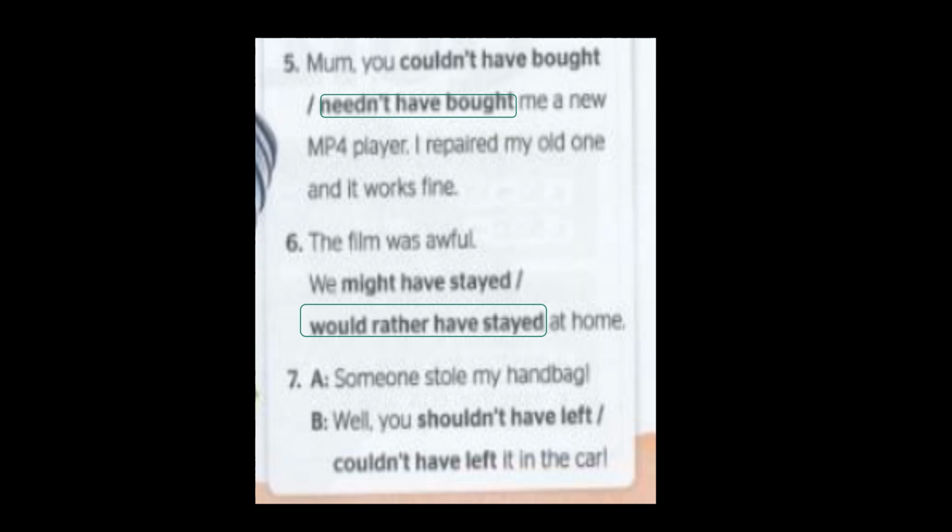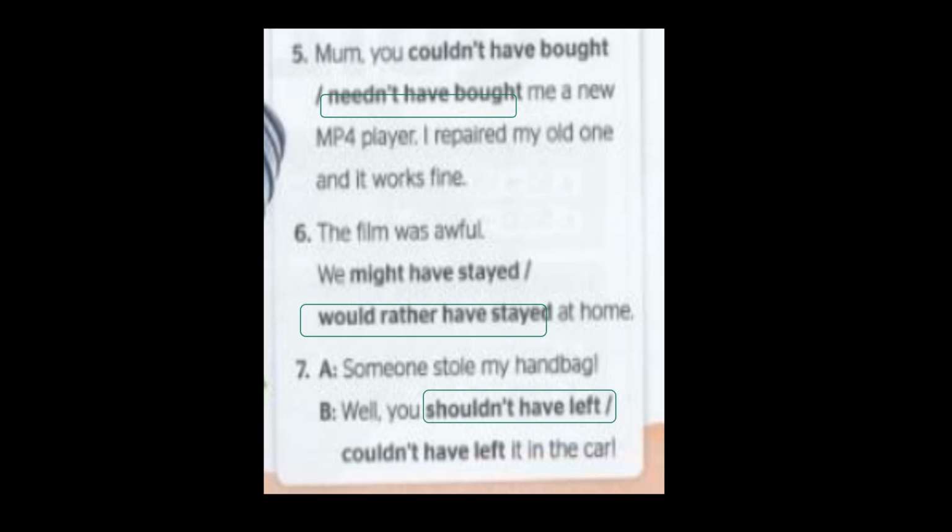Number 7. A says, someone stole my bag. Then B says, well, you shouldn't have left. You couldn't have left it in the car. Which one is the answer? You shouldn't have left. Okay, so you have to copy all this in your grammar exercise book.